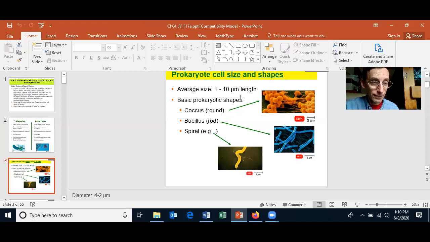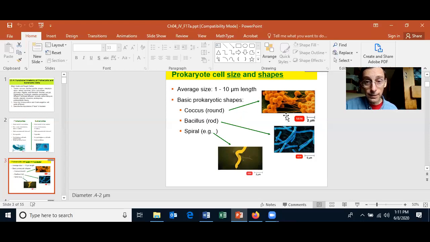I mean, the largest cell you've seen is the chicken yolk, which is much larger than most cells. Most eukaryotes go up to about 500 micrometers in length. The prokaryote shapes can differ. They have three basic shapes, and it's true they can have other shapes, but most of the other shapes are some variation of these three basic shapes.